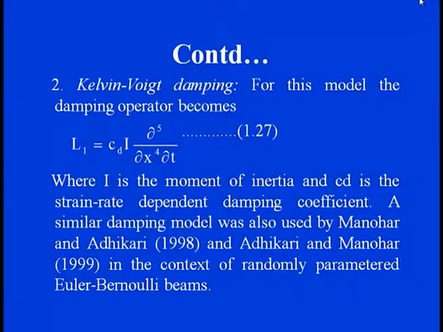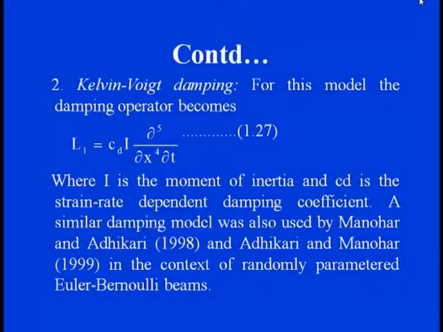The second damping model is considered as the Kelvin-Voigt damping, and in this you see here the operator becomes now C_D I ∂φ/∂x∂t. It means in this damping operator, not only do we have the coefficients, but the propagating property also has a clear dependence on space, since we are considering the gradient, and on time as well, where I is the mass moment of inertia and C_D is nothing but the strain rate dependent damping coefficient.